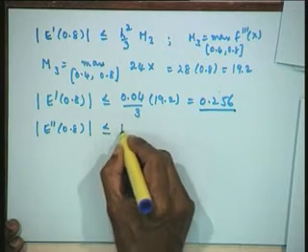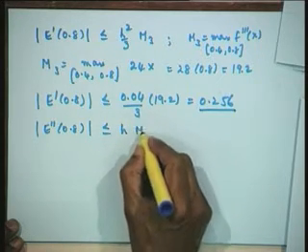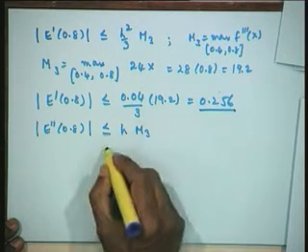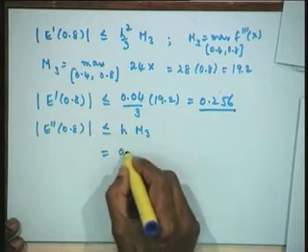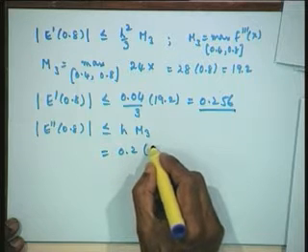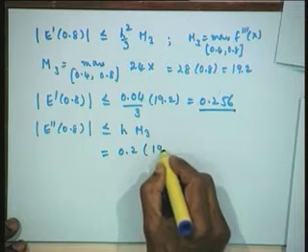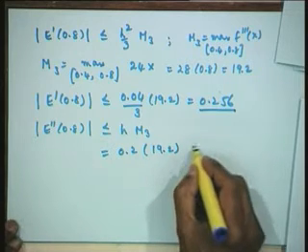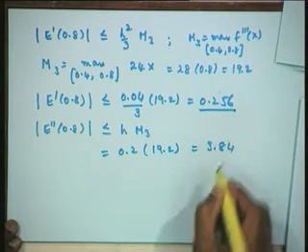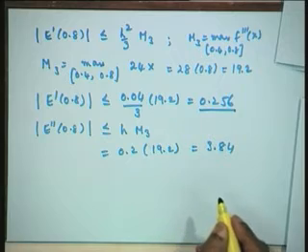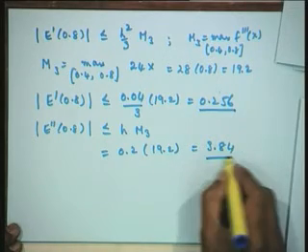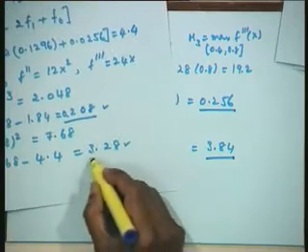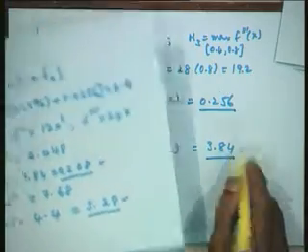The error is less than or equal to h into M3, and this is equal to 0.2, so this gives us 3.84. Now, this is the error that is predicted, and the actual error is 3.28. So, again the actual error is less than the predicted error.